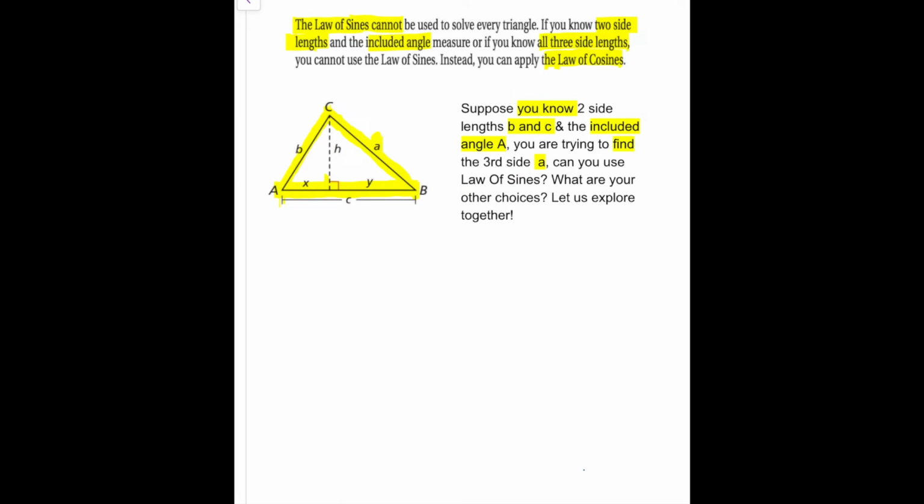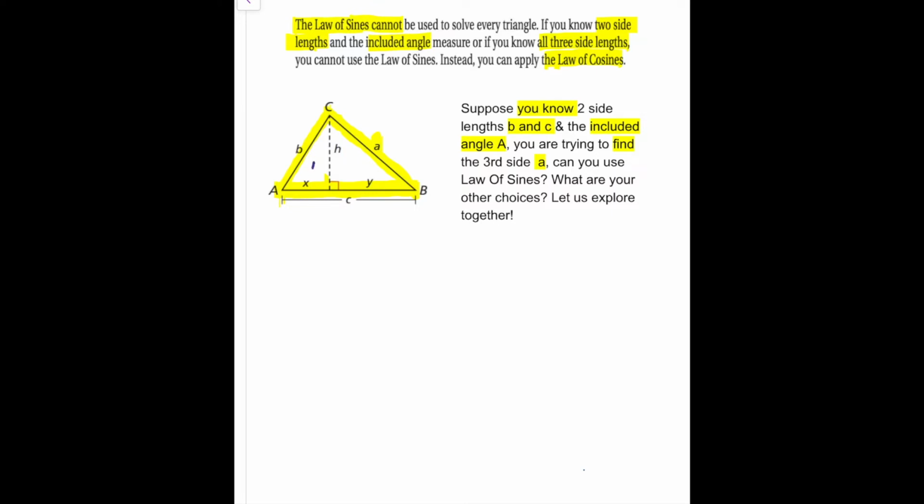Now our goal is to find a, and we already know the length of AC, that is b, the length of AB, that is c, and the measurement of angle A. So we are trying to connect a with b, c, and angle A. We are going to use the Pythagorean theorem to connect these three unknowns.